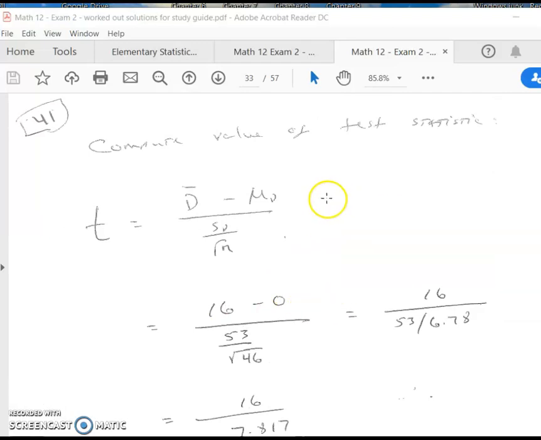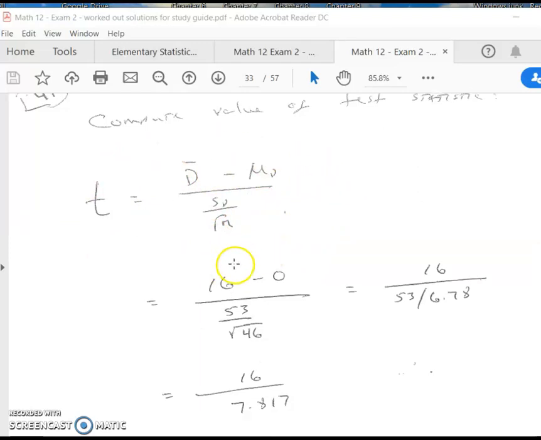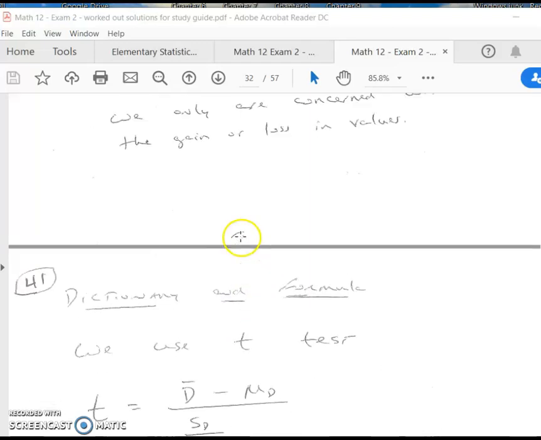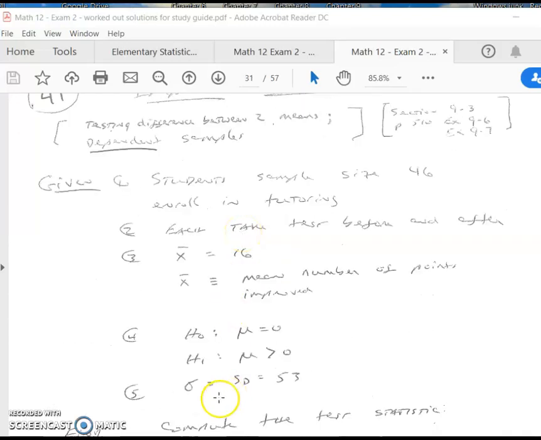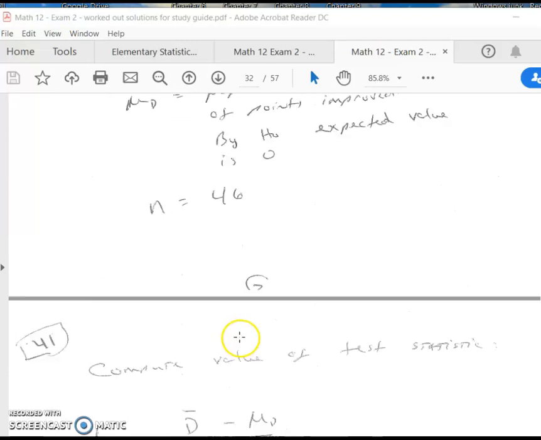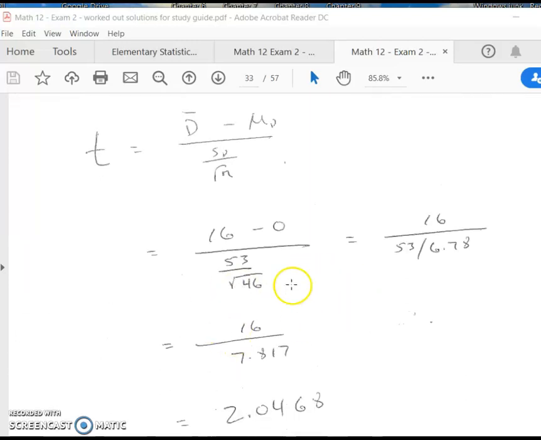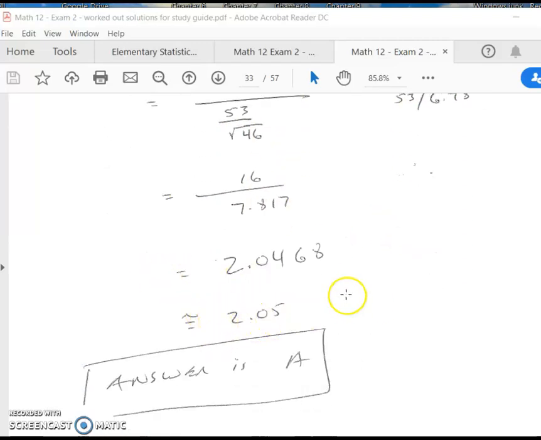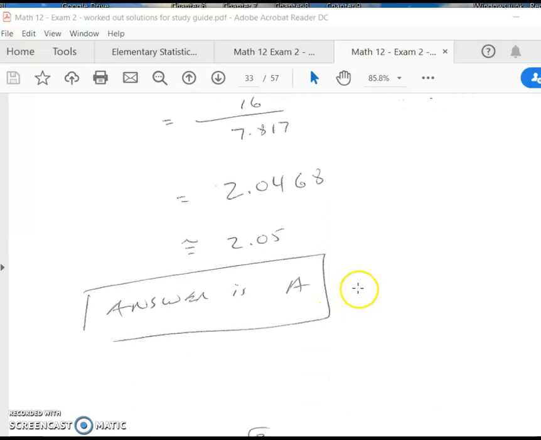Okay, so we're going to compute the value of the test statistic. Here's the formula. Now we just plug everything in. The d bar, otherwise known as the x bar, is 16. The mu sub d, by the hypothesis, is 0. S sub d is the 53. And like I said before, unfortunately, the author did change the notation a tiny bit here. He gave it to us as sigma, but we're adults. We can handle this. Just calculate, and you get an answer. It's 2.05. And in your study guide, that's answer D.